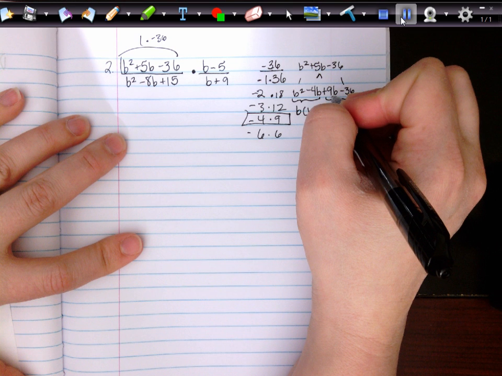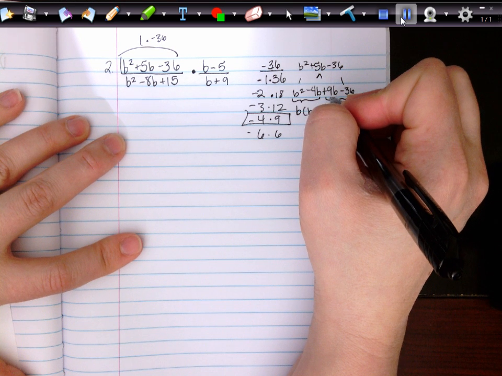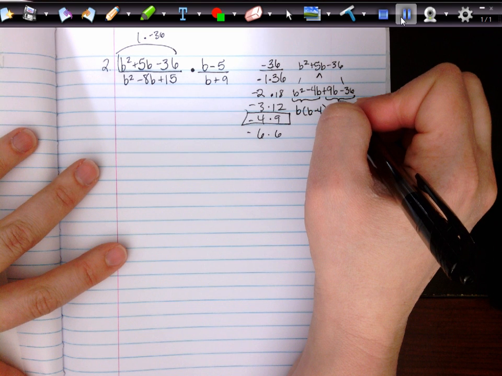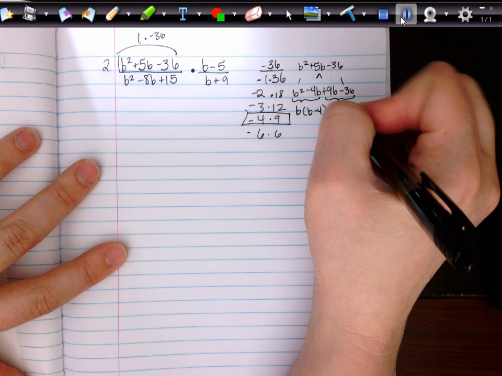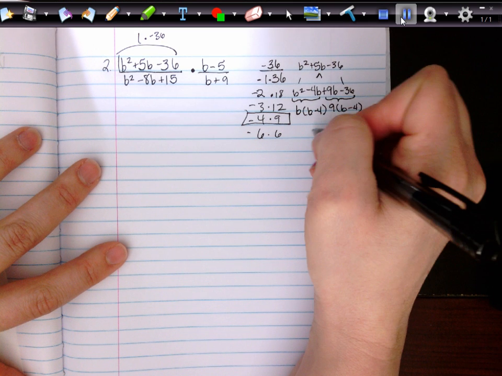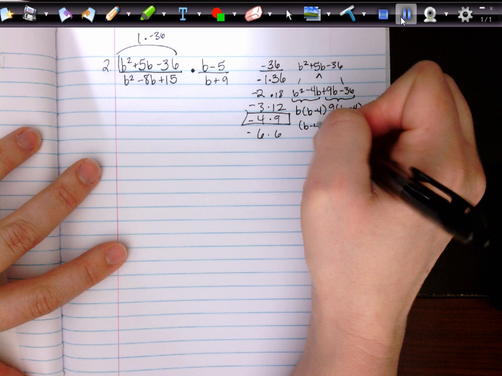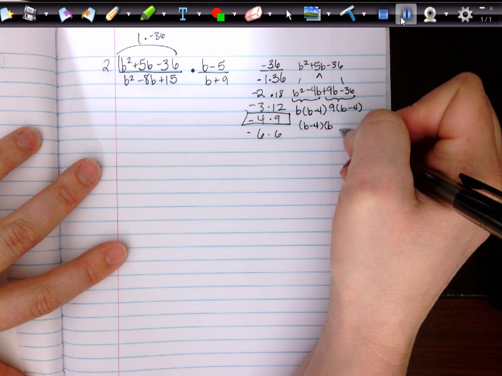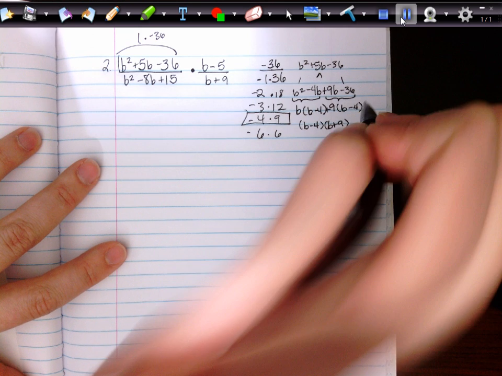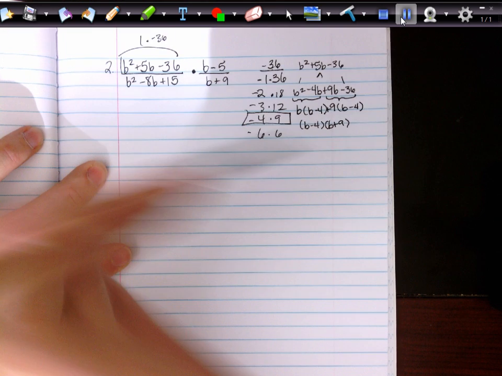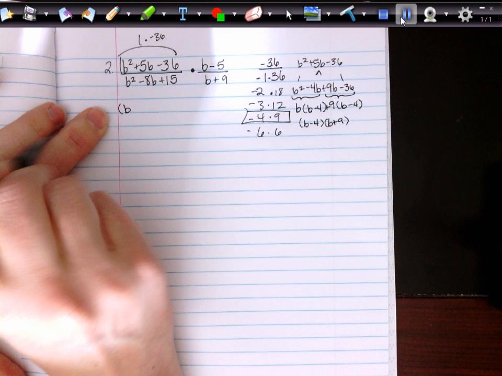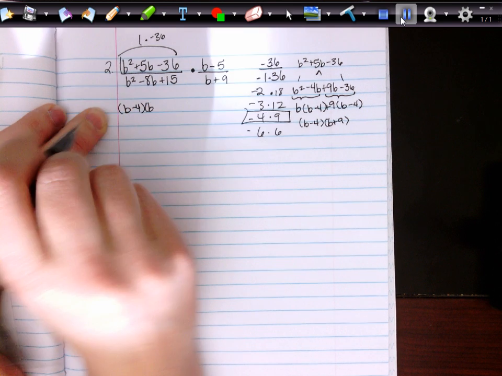And then my GCF between 9 and 36 is going to be 9. That's going to give me b minus 4. So in my first set of parentheses, I'm going to have b minus 4. And in my second set, I'm going to have b plus 9 because I factored out a positive 9 there. So I'm going to go ahead and bring that over and put that in. My first numerator is b minus 4, b plus 9.